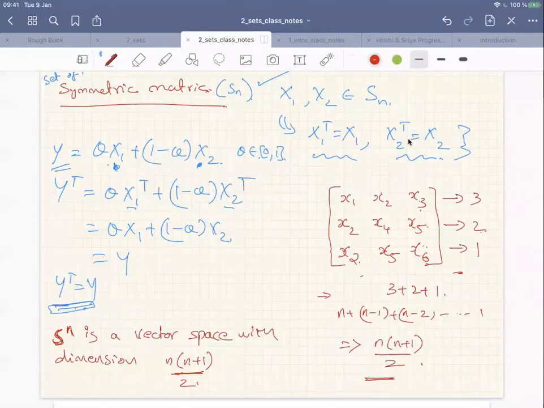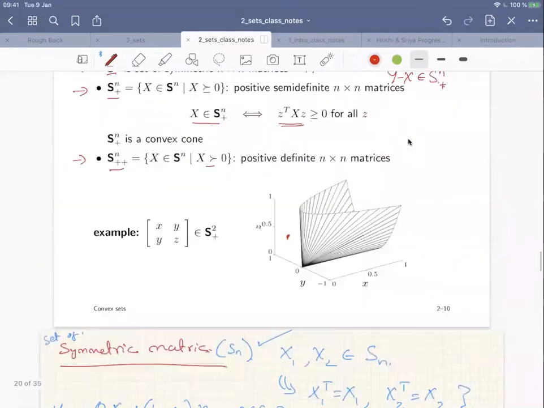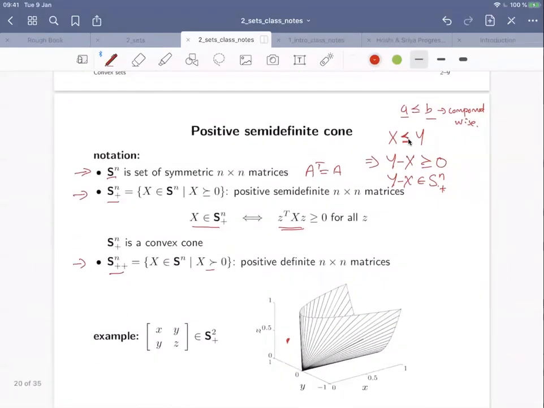So from here onwards, if you have a symmetric matrix or a positive definite matrix or positive semi-definite matrix, that can be represented as a point in a vector space. Here, the vector space has 3 dimensions, but in general you can consider a vector space with n into n plus 1 by 2 dimensions, and a point in that represents a symmetric matrix. Yeah, so here we proved that the set of symmetric matrices is a convex set, right?